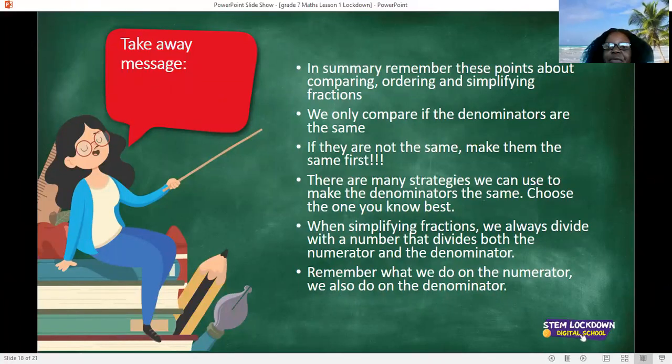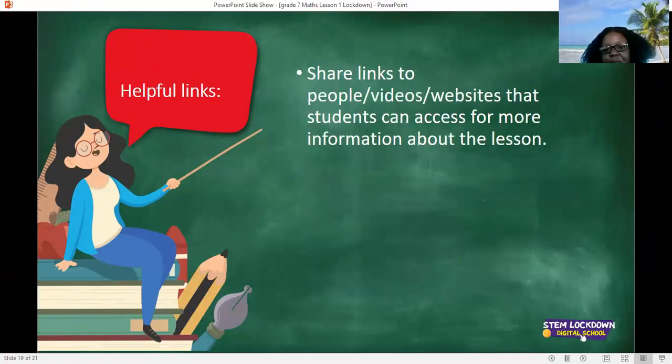In summary, remember these points about comparing, ordering, and simplifying fractions. Only compare if the denominators are the same. If they are not the same, you make them the same first, and there are many strategies you can use to keep the denominators the same. You have to choose the one that you know best. And when simplifying fractions, you always divide with a number that divides both the numerator and the denominator. Remember, what you do on the numerator, we also do on the denominator.